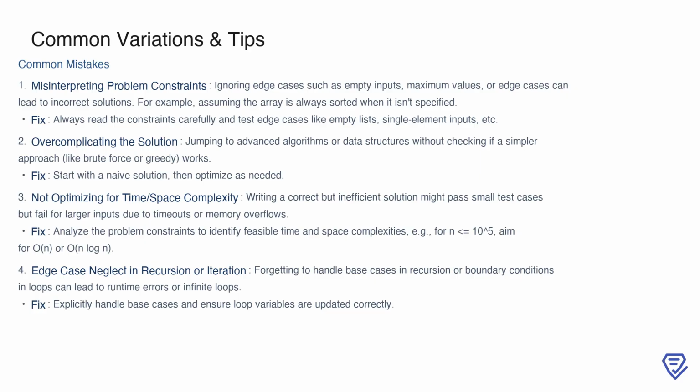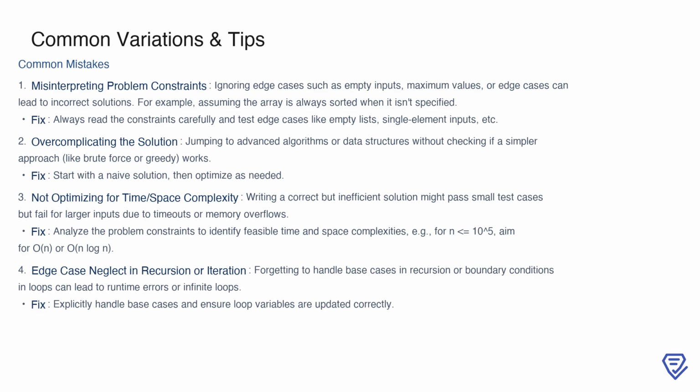For instance, forgetting to account for edge cases like empty inputs, single-element arrays, or maximum values can lead to incorrect results. A common example is assuming the array is sorted when the problem doesn't explicitly state it. The solution here is to carefully read the constraints and test your code on edge cases, such as an empty list or extreme values. Another pitfall is overcomplicating the solution by jumping to advanced algorithms without first considering if a simpler approach, like brute force or a greedy method, might work. Starting with a naive solution can help you understand the problem better before optimizing.